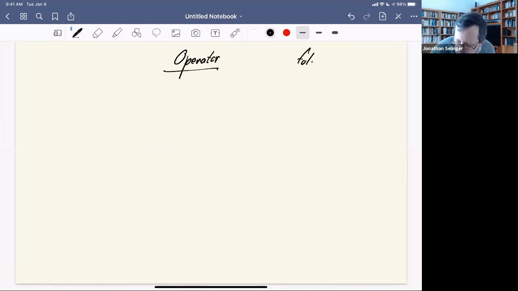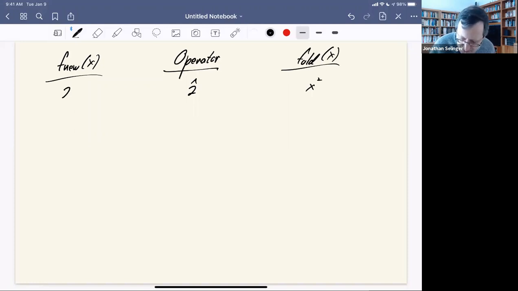So here is f old of x, and then over here will be f new of x. Okay, so I said with 2 hat, right? If f old of x is x squared, then f new of x is 2x squared. Another example that we've already dealt with is the position operator, x hat. So that means multiply by x. Right? So if f old of x is x squared, then f new of x is x cubed.